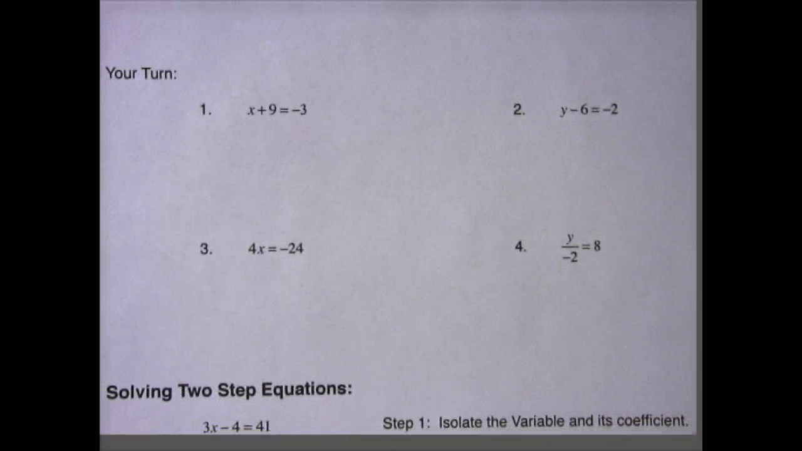Let's take a look at the back side of your notes. On the back side, there are 4 problems for you to do. Now these are a little bit more difficult than the ones we did on the front because they do include some negative numbers. So keep in mind your rules for adding, subtracting, multiplying, and dividing negative numbers. Go ahead and work problems 1 through 4 on your paper and bring those back to class tomorrow and we'll go through them.